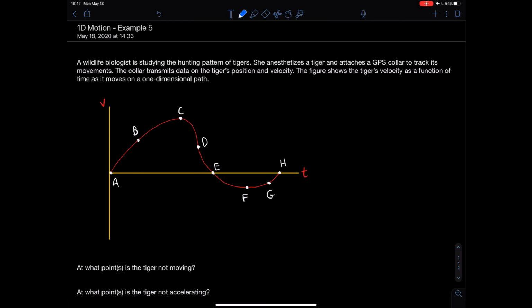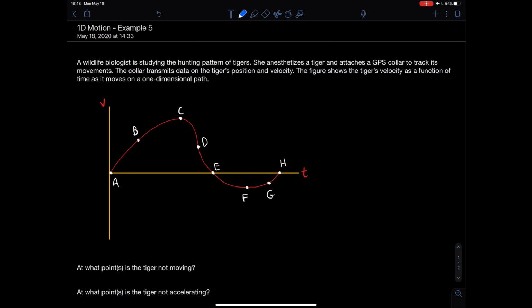Okay, so in our last example of 1D motion problems, I want to do a velocity versus time graph analysis instead of just a computational problem. So we have a wildlife biologist that is studying the hunting pattern of tigers. She anesthetizes a tiger and attaches a GPS collar to track its movements. The collar transmits data on the tiger's position and velocity.